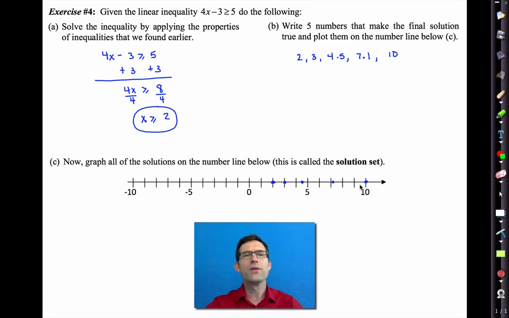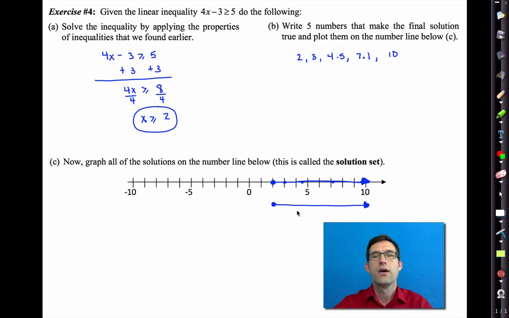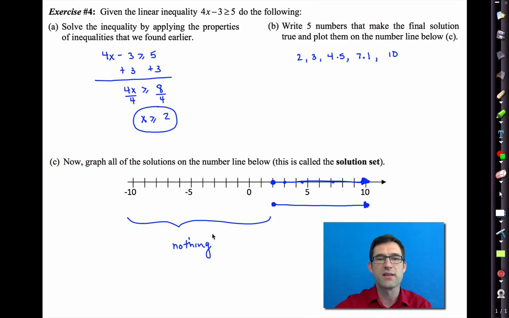And it says graph all solutions to the number line below. This is called the solution set. Well, our solution set starts at 2, and every number greater than 2 should get shaded. Some students don't like that, so they'll kind of put the shading down here. I don't have any issue with that, but you never know, so you might want to ask your teacher if it's okay. Right? All numbers from 2 and above solve this. Notice that nothing down here is colored, right? Because those would all be numbers that were less than 2.